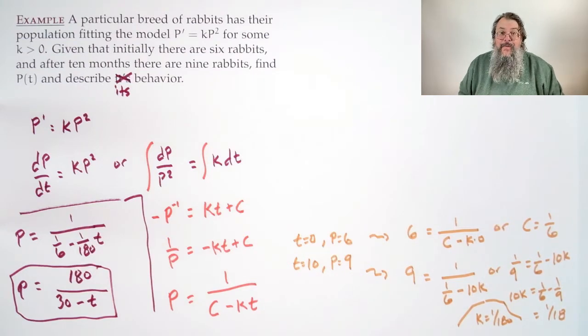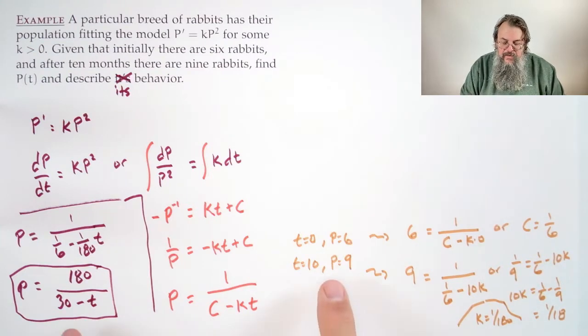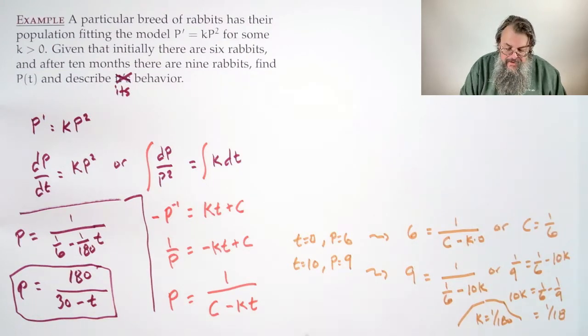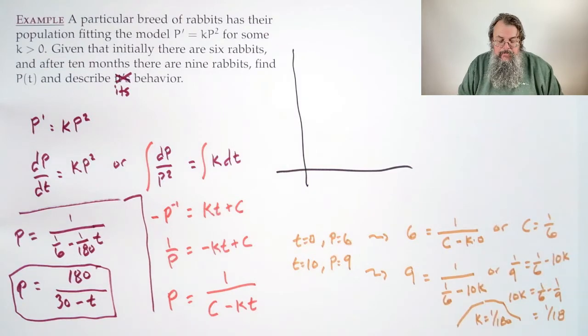Now, you might say, hey, what's the behavior? Well, it's going to go up, right? As T increases, we're going to go up and up and up. And by the way, you can check to see if you simplified right by just verifying that the initial conditions still work. When you plug in 0, you do get 6. And when you plug in 10, you do get 9. So that's good.